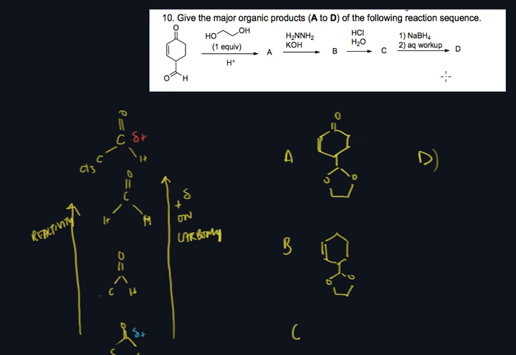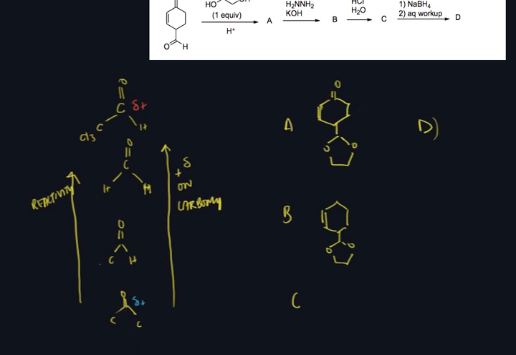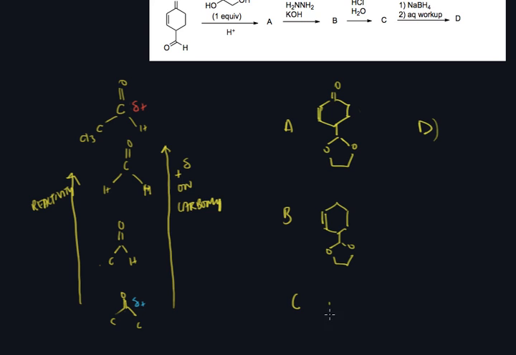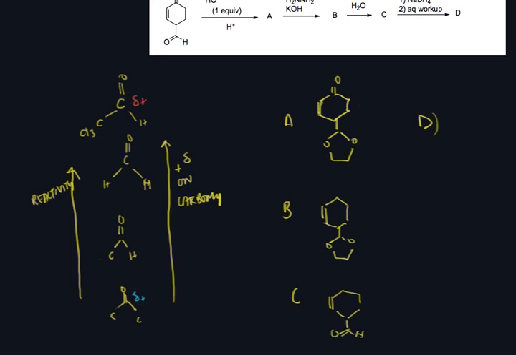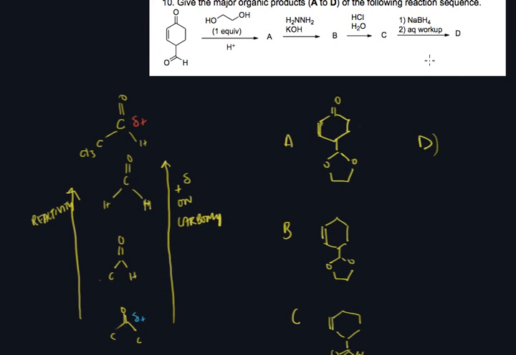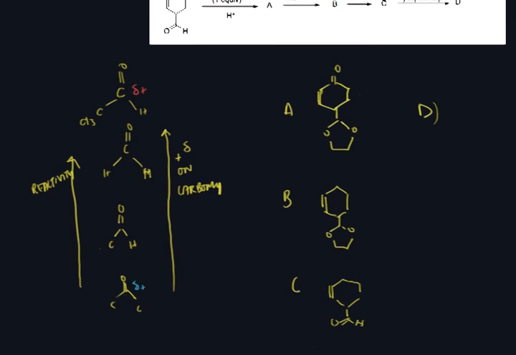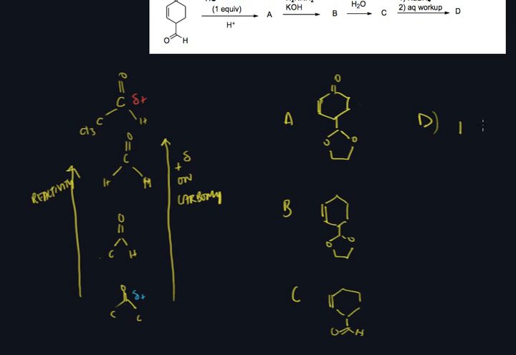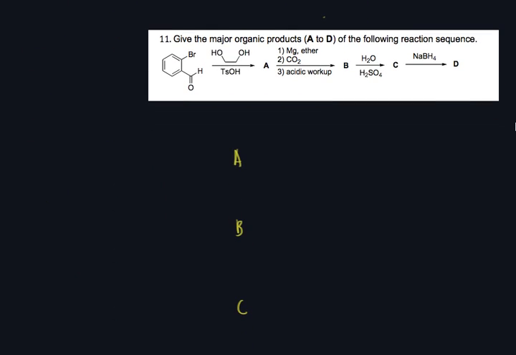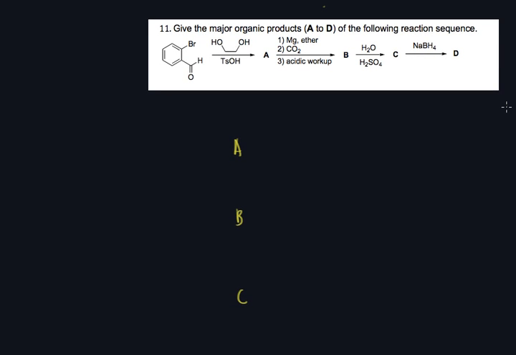And then HCl, some aqueous acid, is going to remove that protecting group for us. So you're coming back down to your aldehyde. And then in product D, you're following that with NaBH4, which is a reducing agent that will reduce an aldehyde to an alcohol. So you come down, and this is your D product that's formed. So that's number 10.